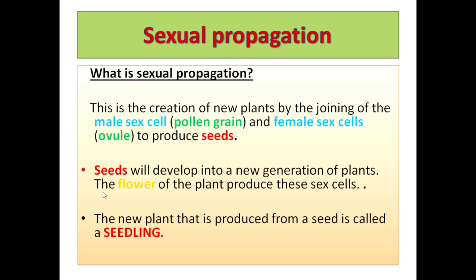The flower of the plant produces these seeds. So the part of the plant that is involved in this type of reproduction is the flower of the plant. In the next slide we will look at the parts of the flower just to give you a reminder of what the parts are. And the third point here, the new plant that is produced from a seed is called a seedling. Please note that in contrast to asexual reproduction, where the new plants that are formed are referred to as plantlets, once they are developed from a seed, they are called seedlings.